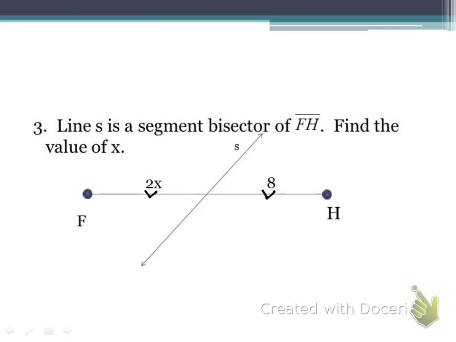So again, S is the segment bisector, so it's cutting through FH at the midpoint. It's breaking our line into 2 congruent segments. This one's a little different because I'm not just looking for the length of the segment, I'm looking for the value of X. How do you think I'm going to find X? That's right. He said you're going to divide. Before I can divide, what do I have to set up? What do I know about 2x and 8?